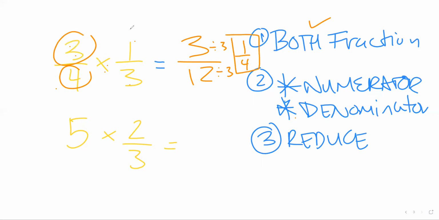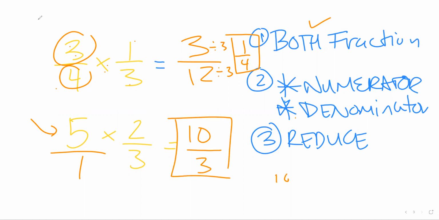Over here, make sure both are fractions. Actually, we see that this is not a fraction. It is a whole number, but we can always make a whole number an equivalent fraction by putting it over 1. If we do that, now we can just follow our steps. 5 times 2 is 10. 1 times 3 is 3. And again, to reduce this, it's top heavy, so I will divide and get my mixed number, which, as we showed before, is 3 1/3.